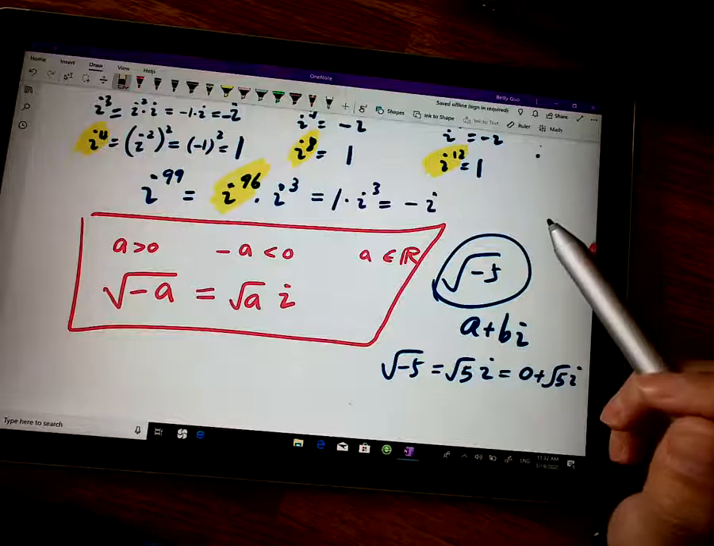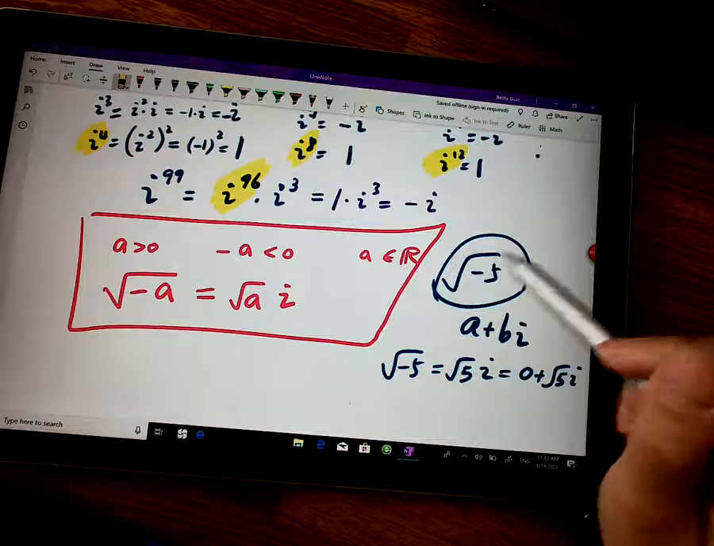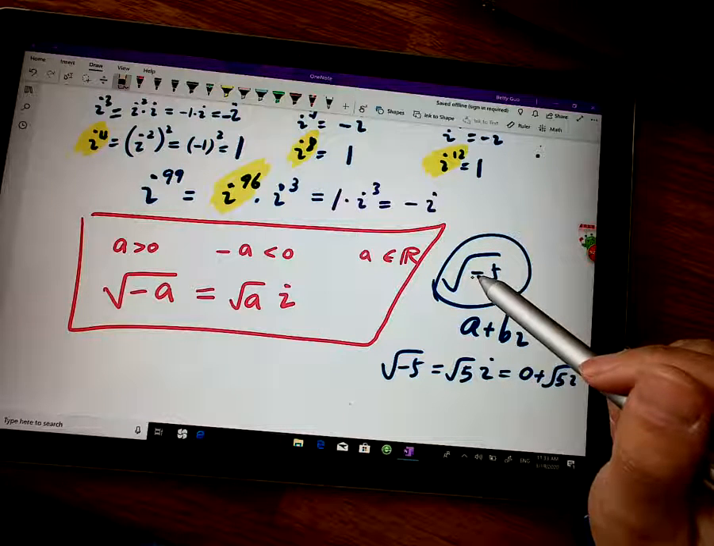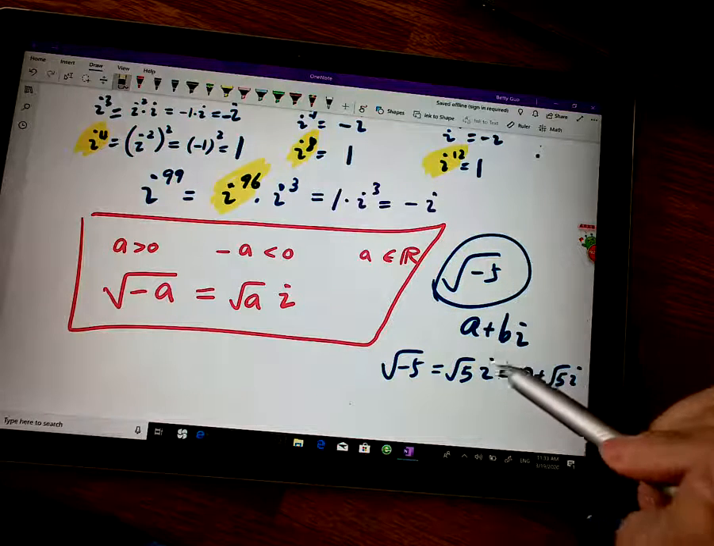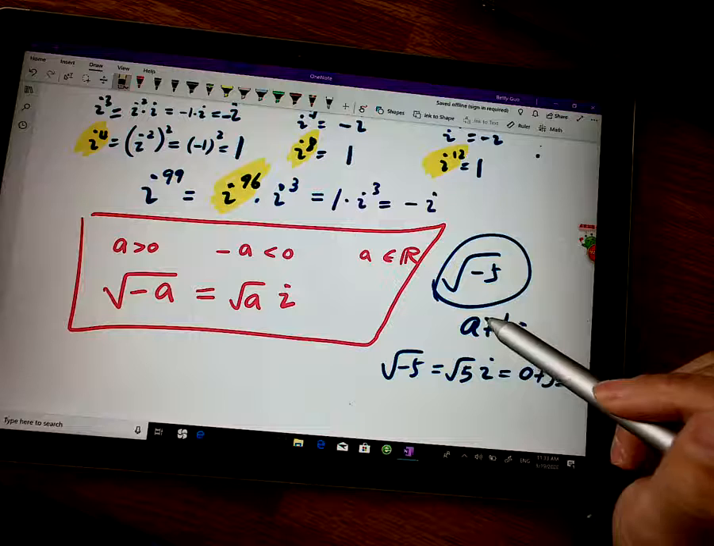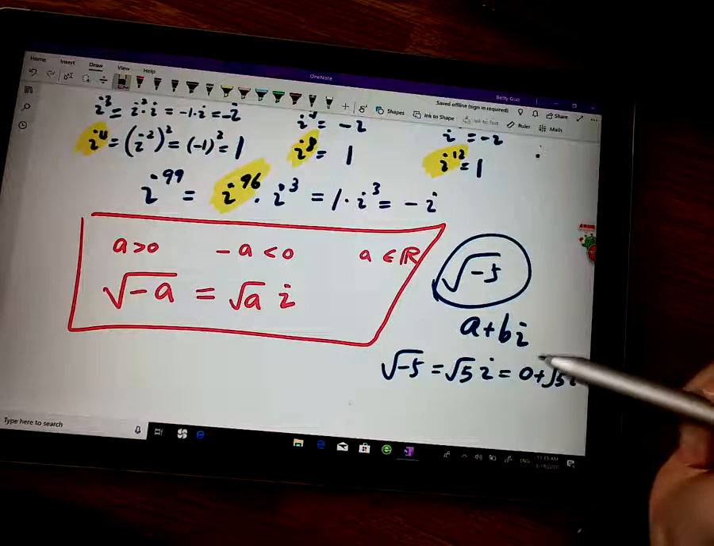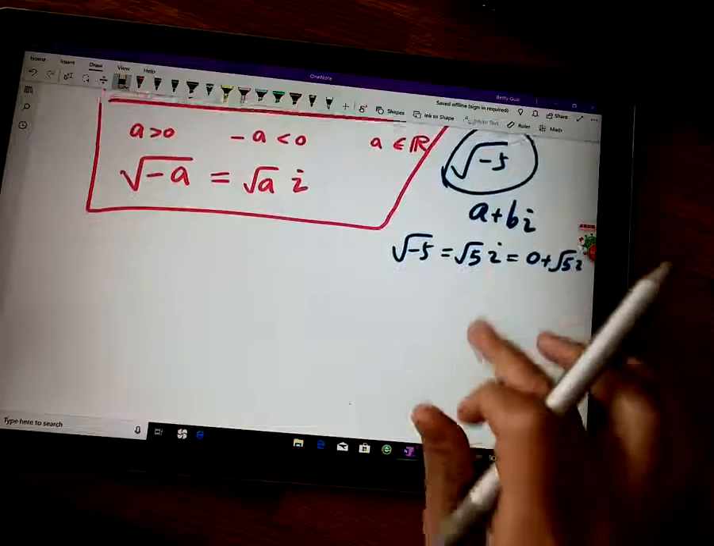Okay? Let me say it again. Whenever you see square root of a negative number, don't do anything else. Right away, rewrite that number in something with i. You see square root of negative 5, right away, write it as square root of 5 i. Why? Now let me explain.